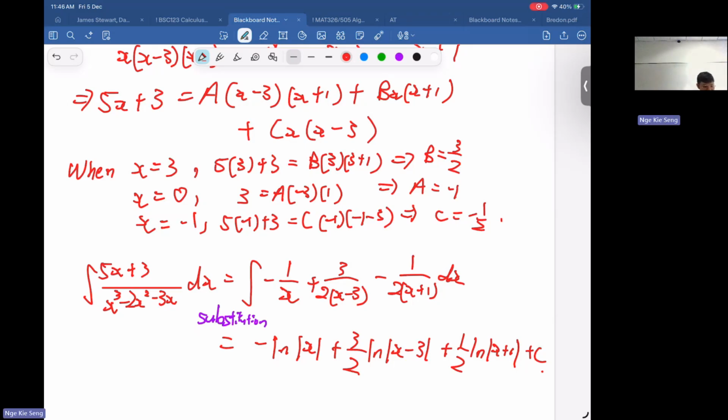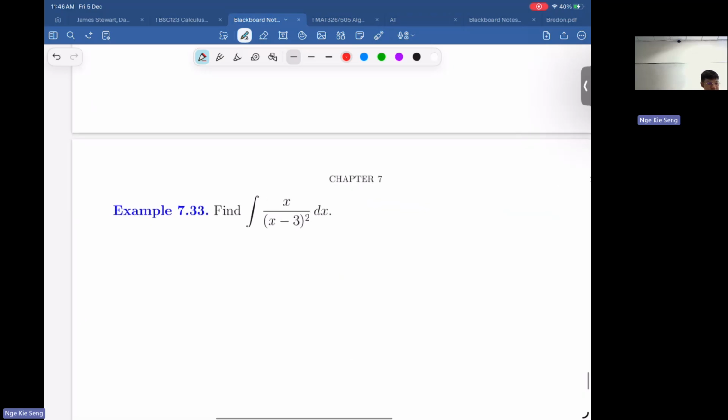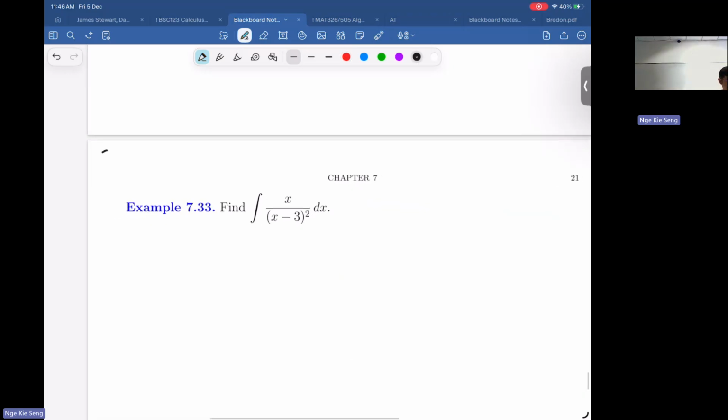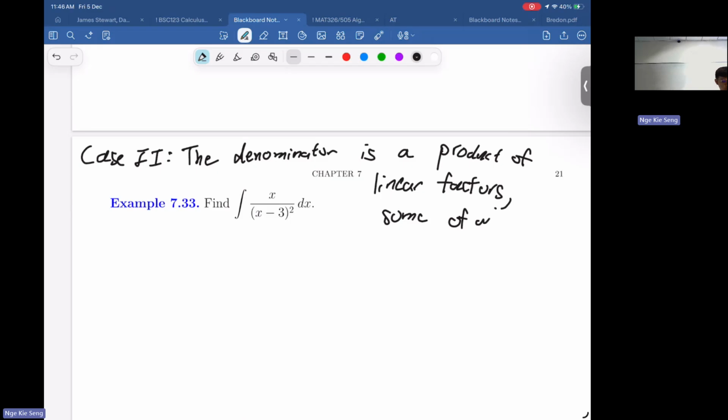Okay. So before we finish, we still have 4 minutes. So let's consider a second case. The second case is where the denominator is actually a product of linear functions again, but they are not distinct anymore, some of which are repeated.